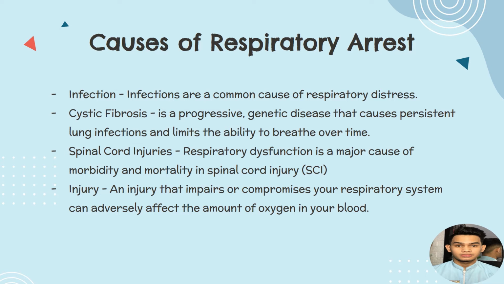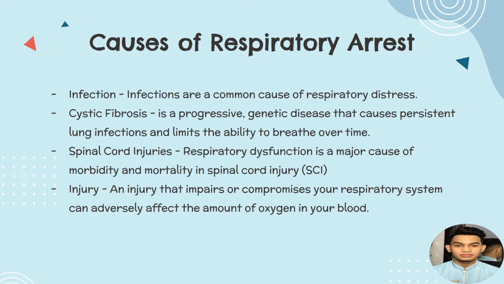Next is spinal cord injuries. So respiratory dysfunction is a major cause of morbidity and mortality in spinal cord injury or SCI, which causes impairment of respiratory muscles, reduced vital capacity, ineffective cough, reduction in lung and chest wall compliance, and excess oxygen cost of breathing due to distortion of the respiratory system.